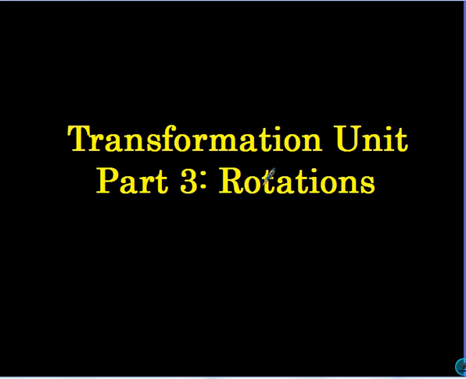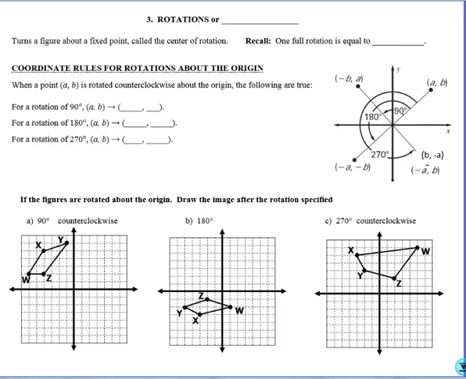Part 3 of our transformations unit is rotation. So let's take a quick look at how to do a rotation. A rotation essentially is a spin. We have an object that we will spin around a central point, or a point of rotation.